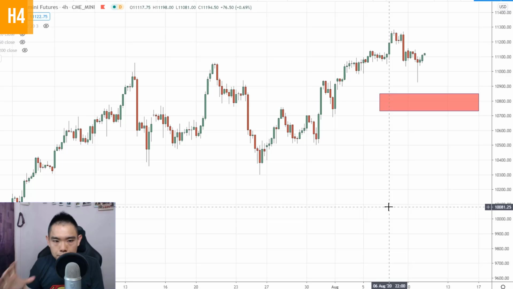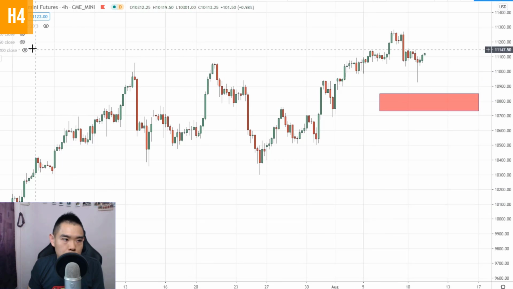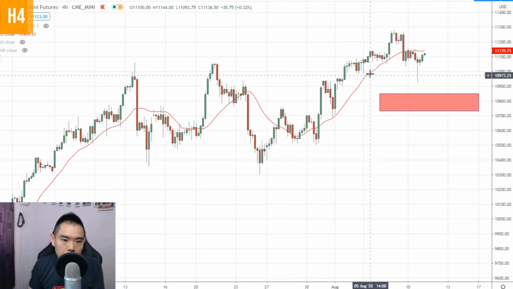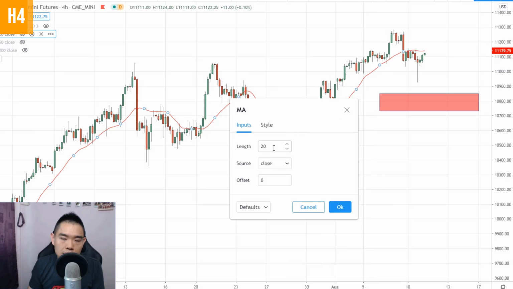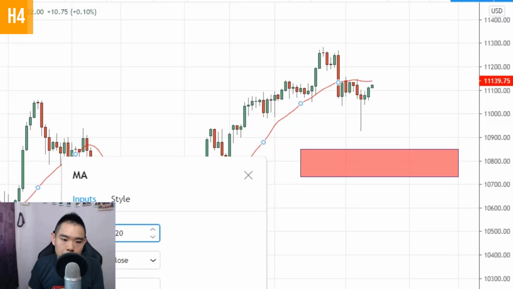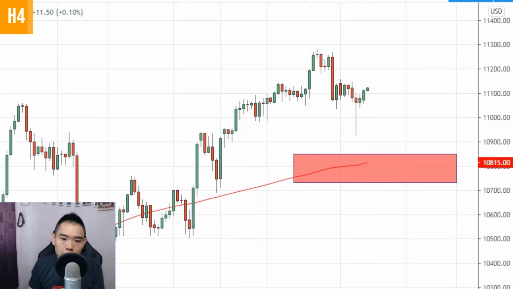So a simple trick I have for you is that you can just adjust the 20 MA on the 4-hour time frame. So instead of using a 20 MA on the 4-hour time frame, you change it to 120. This is simply the 20 MA on the daily time frame. Just click OK, and you can see that it's somewhere about here right now.